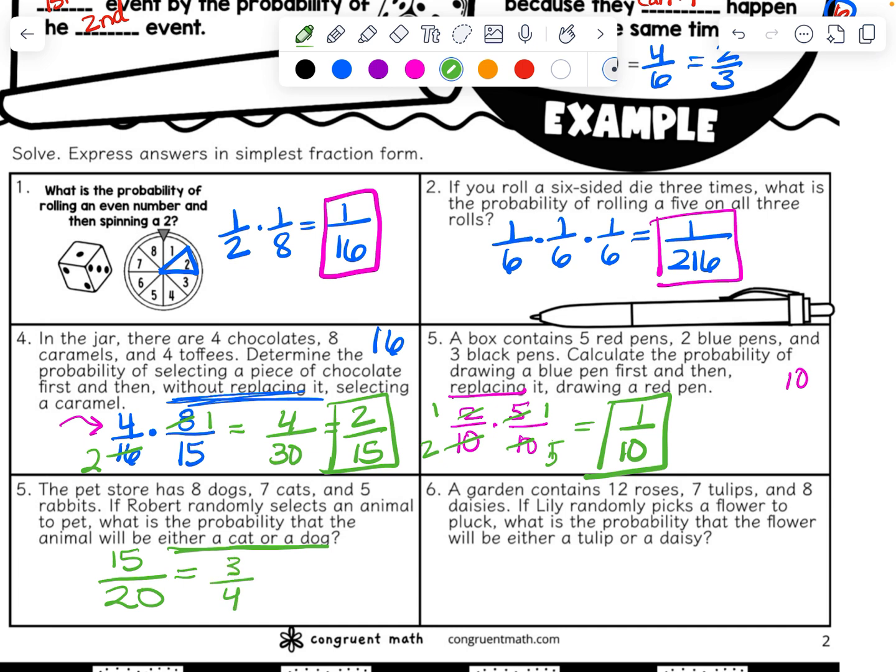And lastly, a garden contains 12 roses, 7 tulips, and 8 daisies. If Lily randomly picks a flower to pluck, what is the probability that the flower will either be a tulip or a daisy? So altogether, we've got 27 flowers altogether. 12 plus 7 plus 8, yep, 27. So how many of those 27 flowers are either a tulip or a daisy? 15. And I can simplify that by dividing by 3: 5/9.